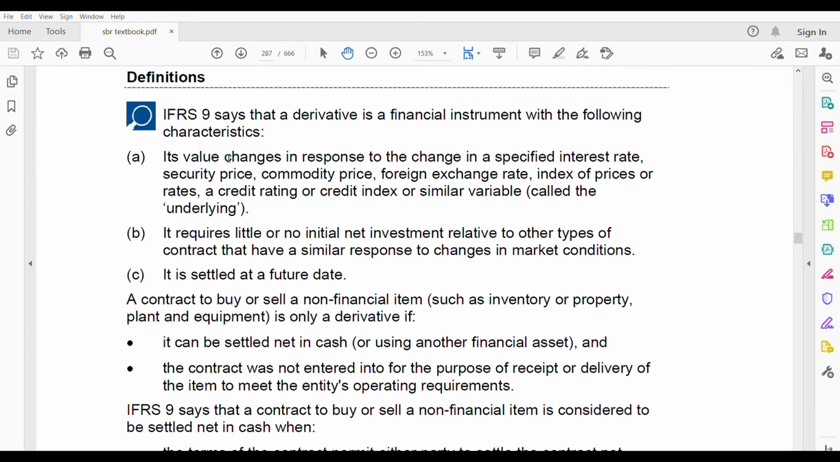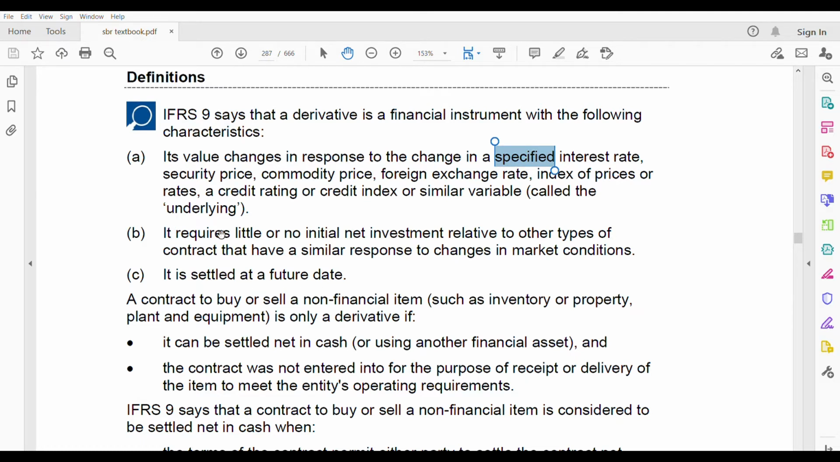Its value changes in response to the change in a specified interest rate, security price, commodity price, foreign exchange rate, index of prices or rates, credit rating or credit index, or similar variable called the underlying. So the value of that derivative changes in respect to all these things. It is dependent on all these variables. It could be interest rate, commodity price, foreign exchange rate, anything.